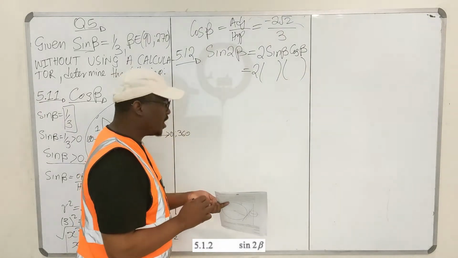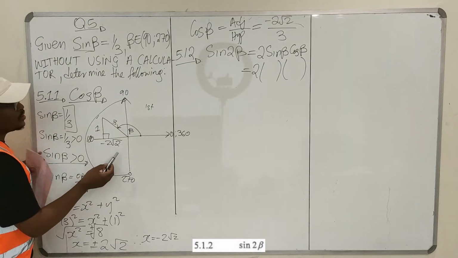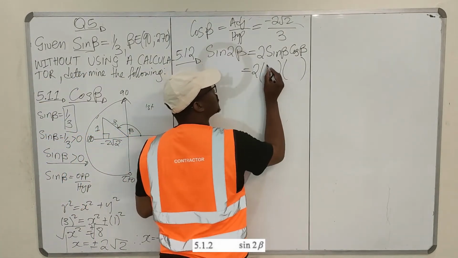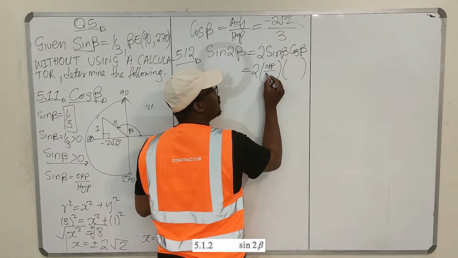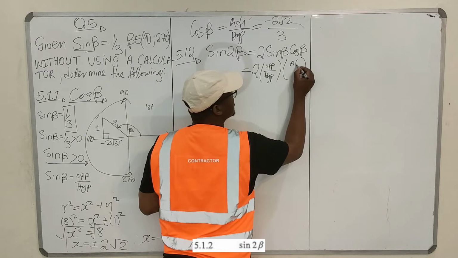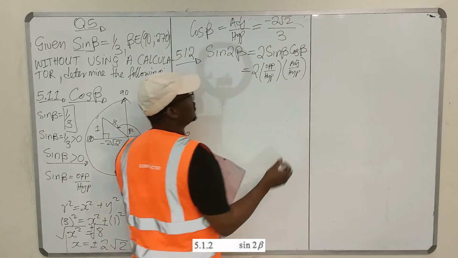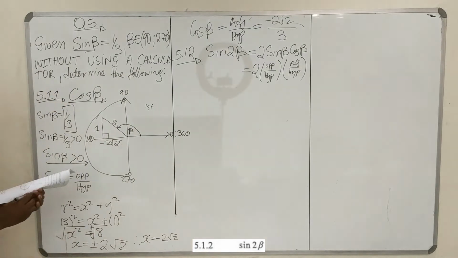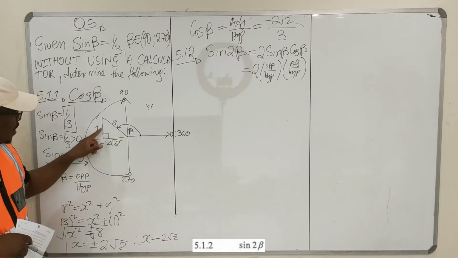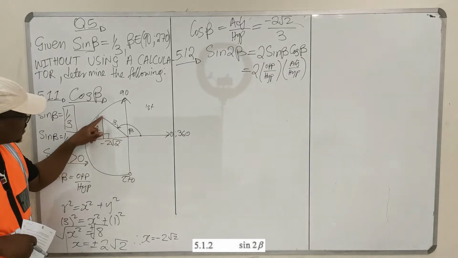So what is sine beta? You come to a triangle. Sine beta is equal to the opposite side of your triangle over the hypotenuse of your triangle, and cos beta is the adjacent side over the hypotenuse. Then you go to your triangle. What is the opposite side? The opposite side is 1. The hypotenuse is 3.